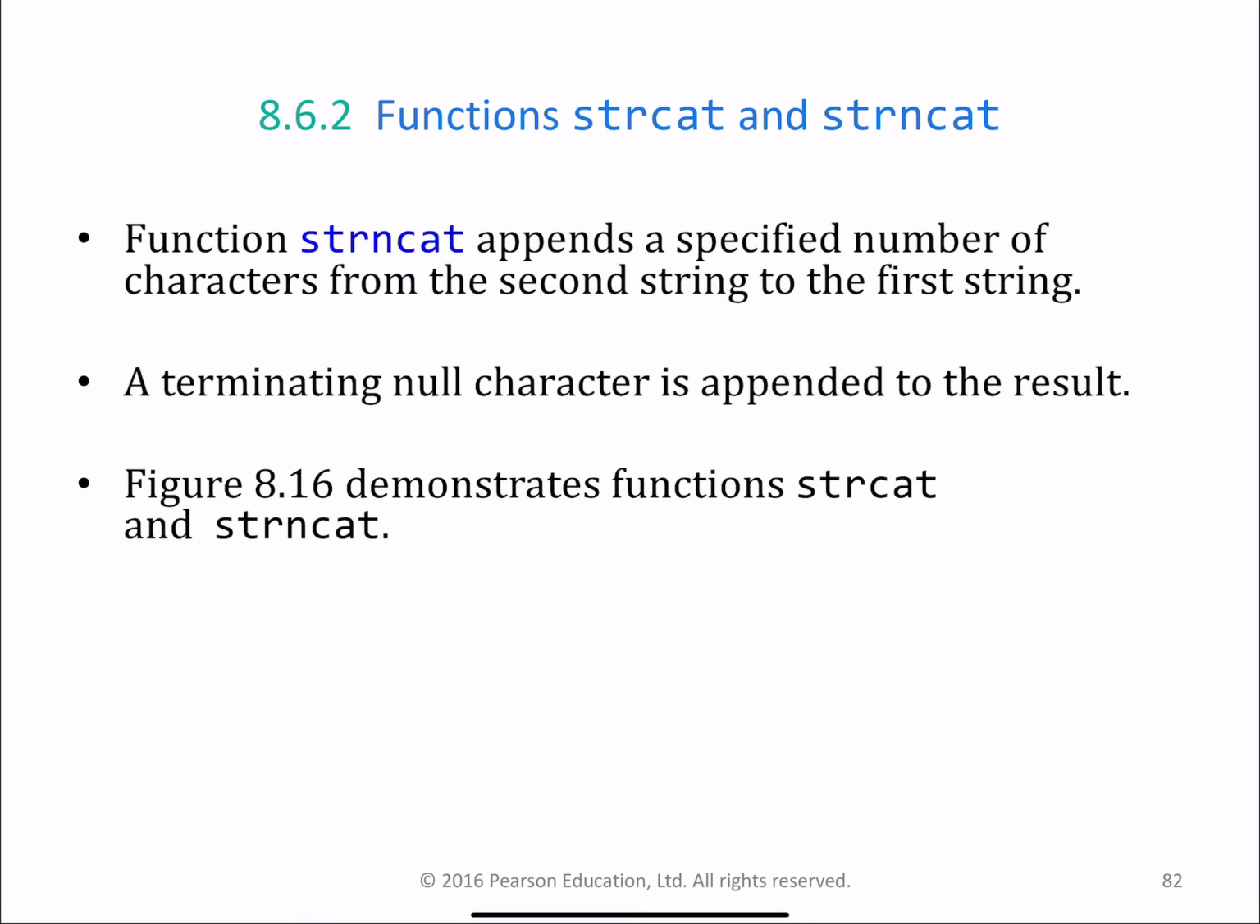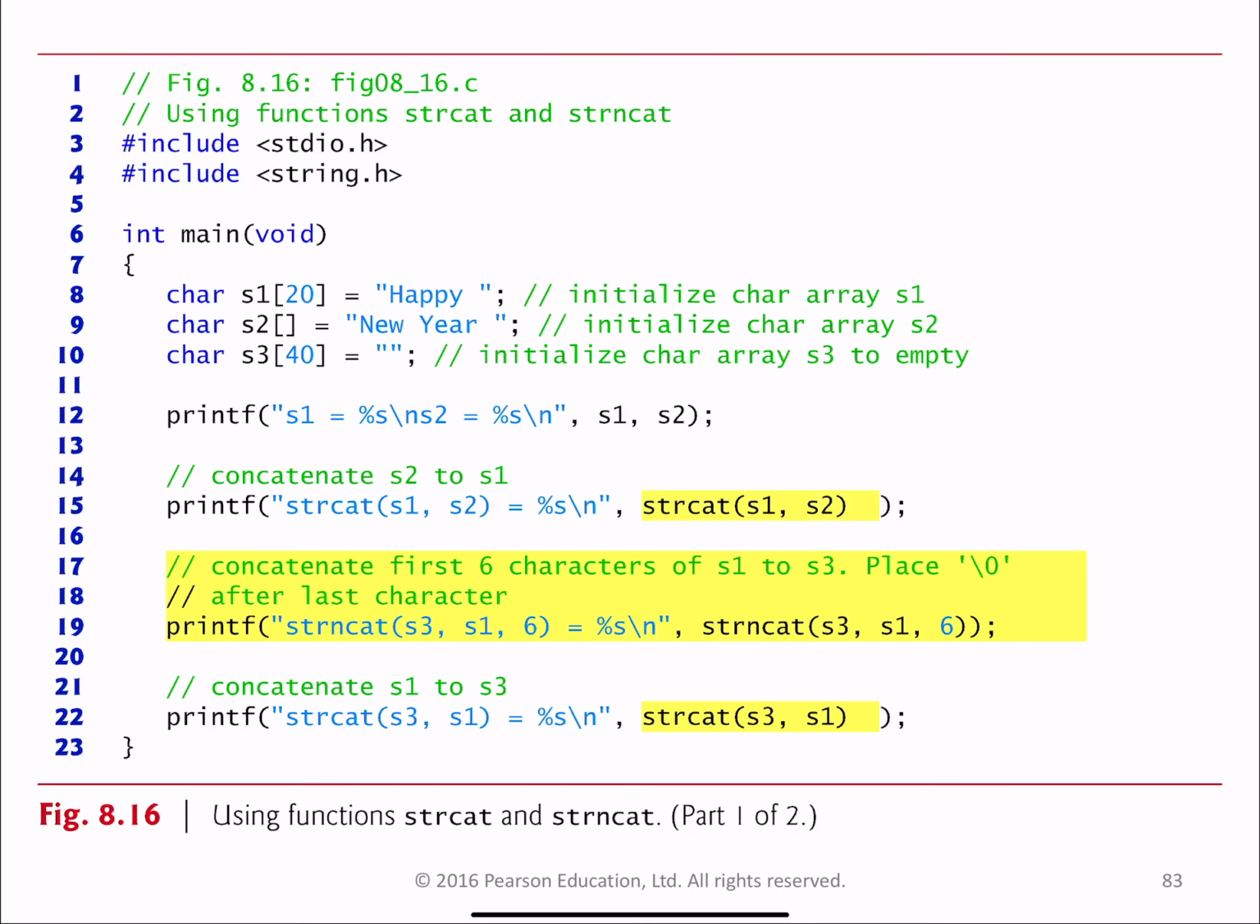In strncat, it appends only up to a specified number of characters. That's what the n is, the third argument. In this case, you do not have to manually add a null character at the end. strncat and strcat do that all by themselves. So the terminating null character is automatically appended in here. And here's a sample example program for that.